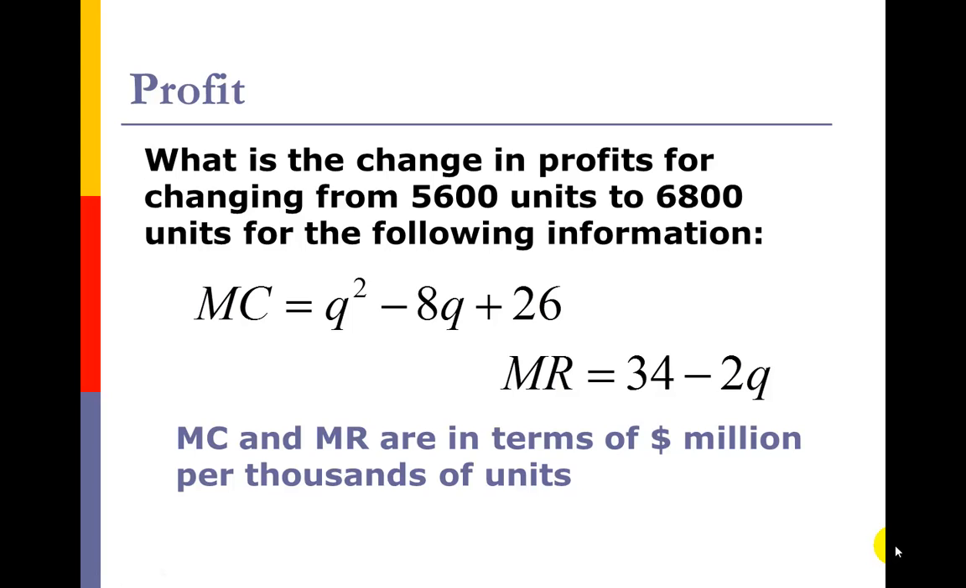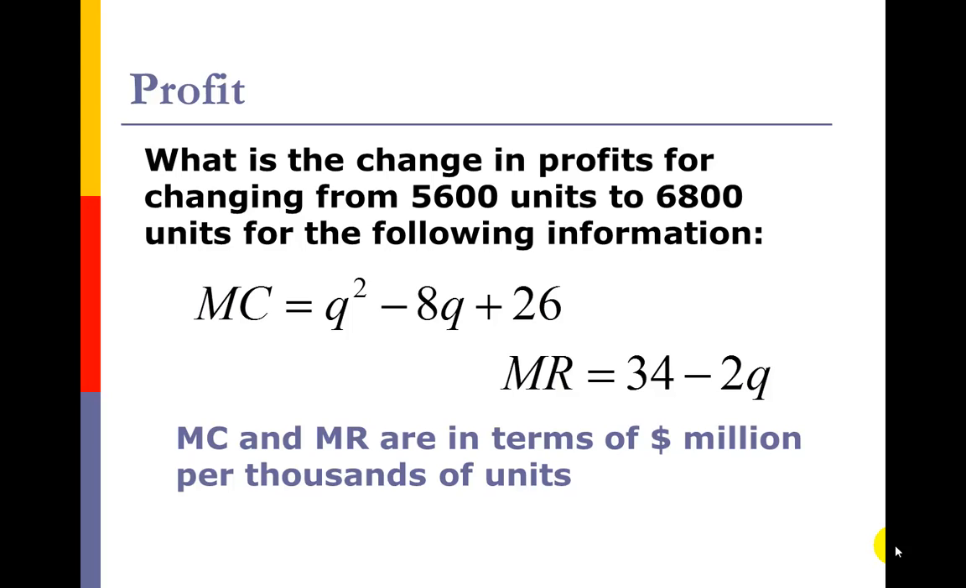We are looking at areas between two graphs, and now we're looking at part three of this. Let's do an application here. We're looking at profits. We want to know what our profit's doing. Is our profit going up? Is our profit going down? If we change our production level from 5,600 units to 6,800 units.